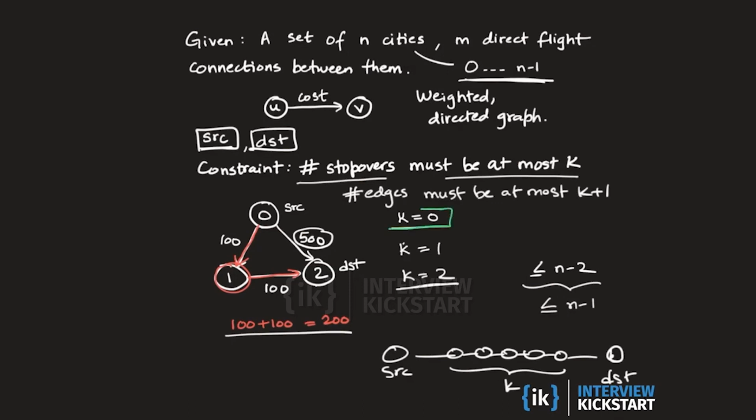If k is equal to 0, we are not allowed to have any stopovers, but if we applied Dijkstra's algorithm, it would return to us this 2-hop path, which has a total cost of 200. So this violates the constraints of the problem, which say that the number of stopovers must be at most 0, or the number of edges along the shortest path must be at most 1. So a 2-hop shortest path is not allowed as per the constraints of the problem, and so Dijkstra's algorithm would thus not work correctly.